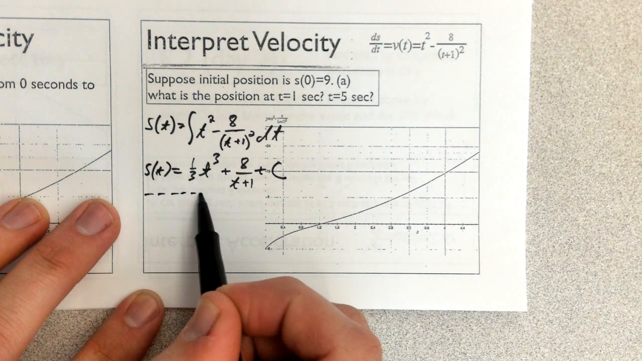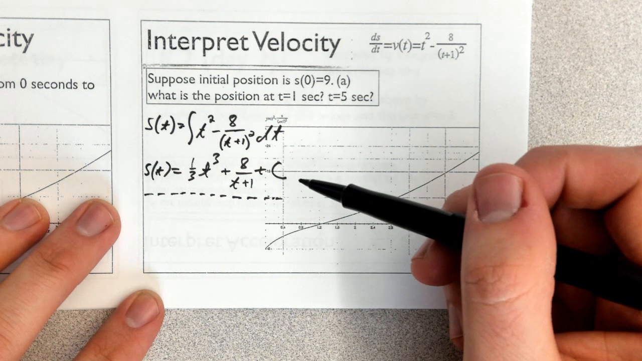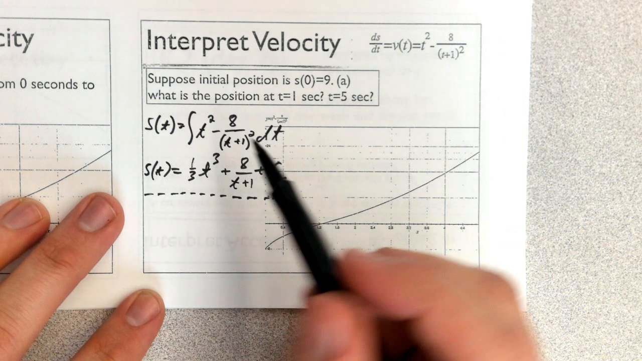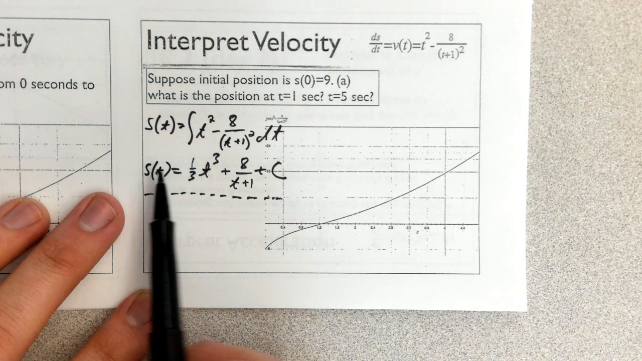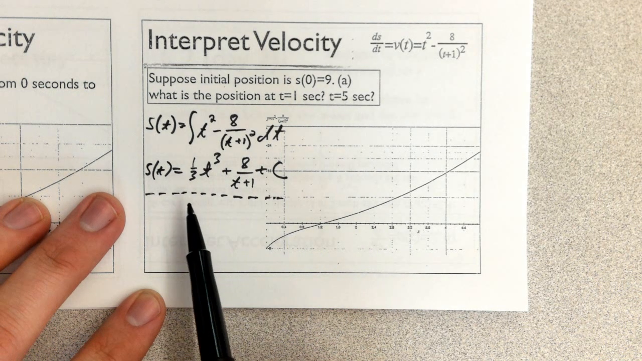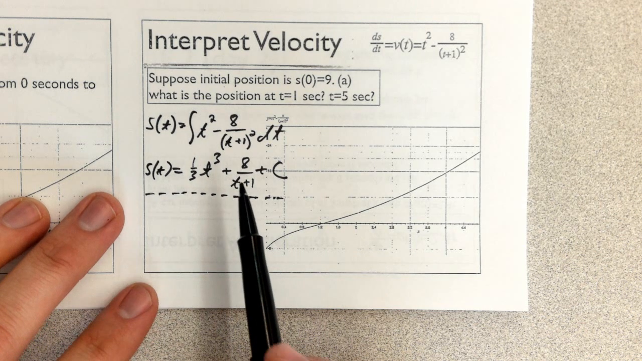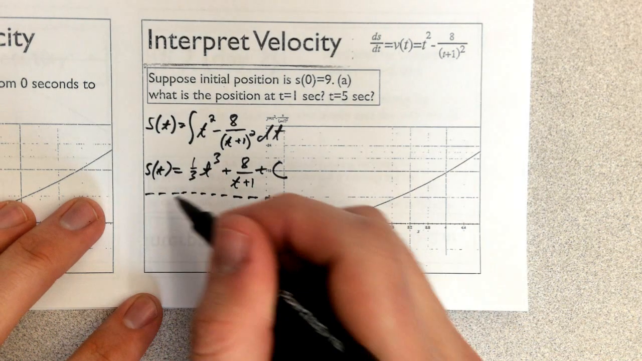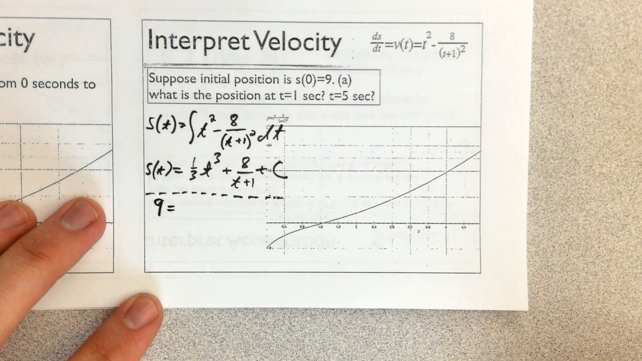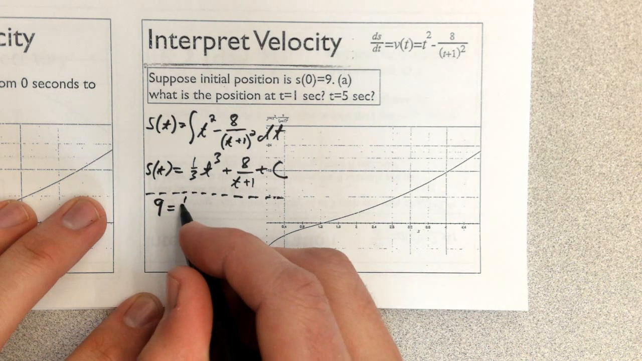Now we need to figure out what the c value is. And c, like I said, is the initial position. We don't really need to do the work, but you could put 9 in for s of t and then put 0 in for t and solve for c. But what you'll find is that, no, we do need to do that. I'm sorry. Got a little bit ahead of myself. Anyway, okay, so we do need to put in 9 for s of t and then 0 for t.